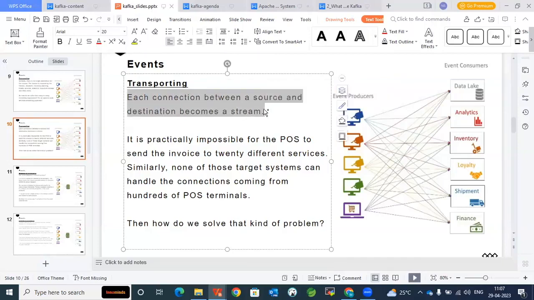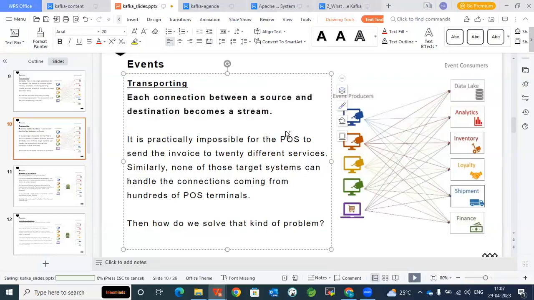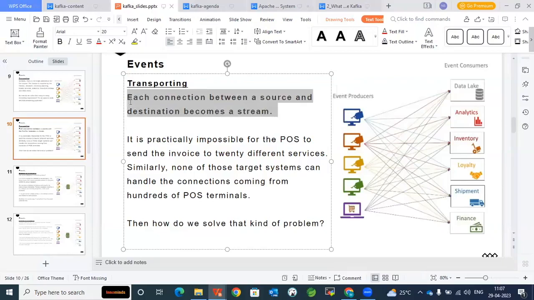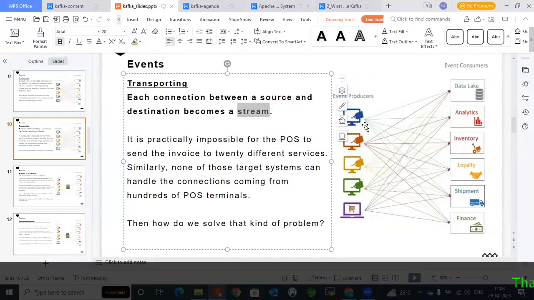Please focus. If you understood whatever I've discussed so far, this is easy for you to understand. Each connection between the source POS machine and the destination departments is a stream. What does it mean? From a single POS system to the many departments, invoices will be sent continuously, one after the other. That is what this sentence means.